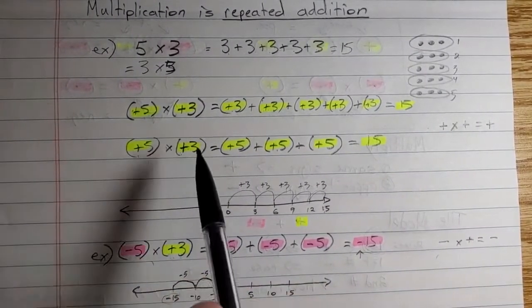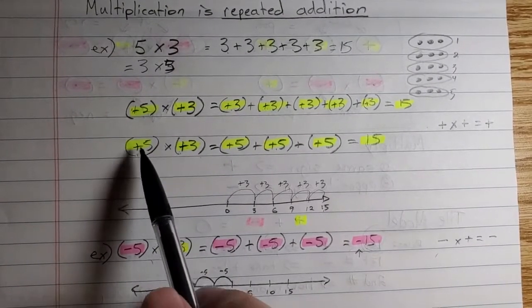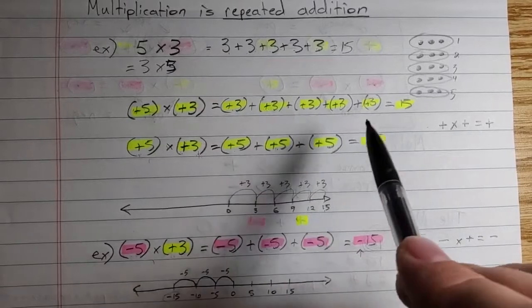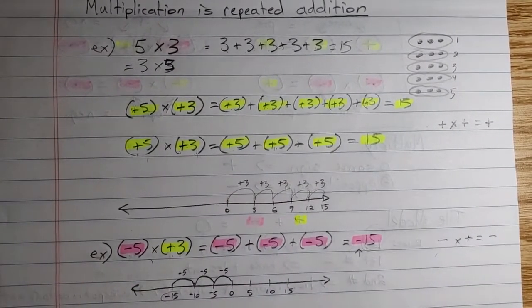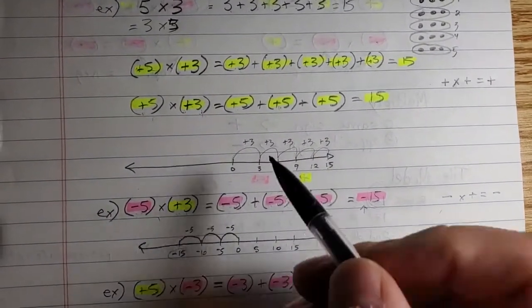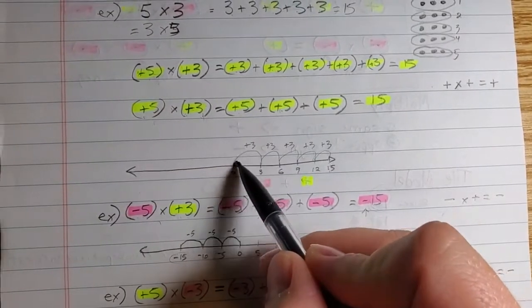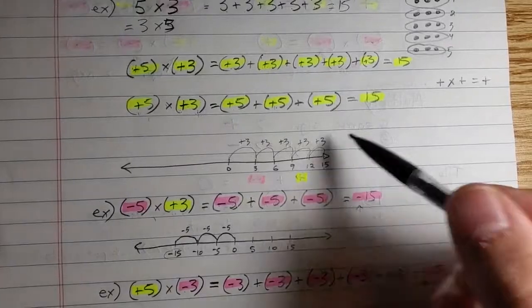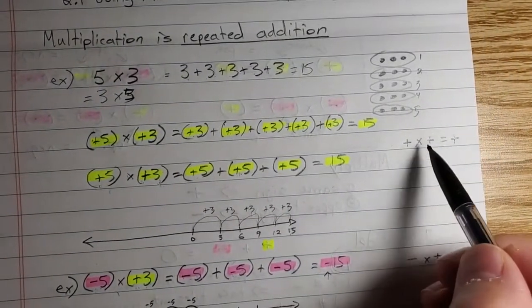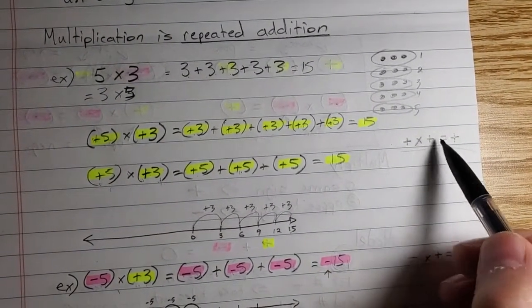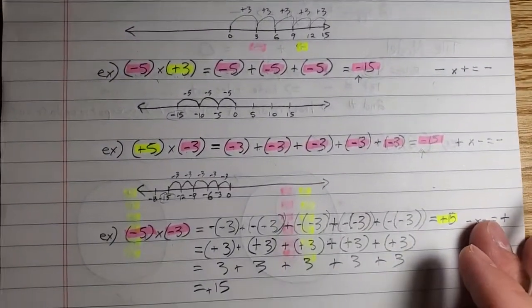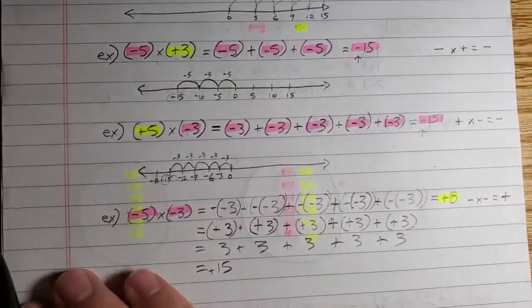Or we could have done it the opposite way. We could have flipped these and written positive 5 three times. Positive 5, positive 5, positive 5 is 15. We could use a number line to represent it and jump up by 3s 5 times and get to positive 15. So the number line shows that a positive number times a positive number will always equal a positive number. Makes sense.